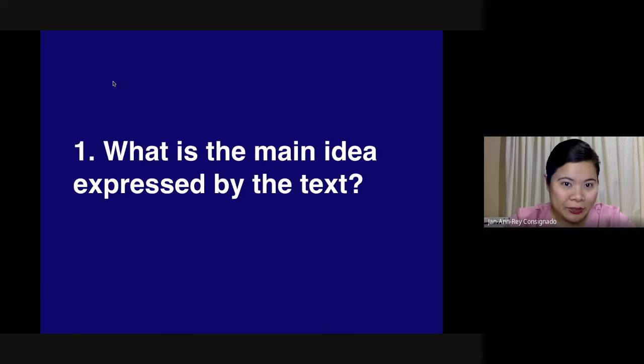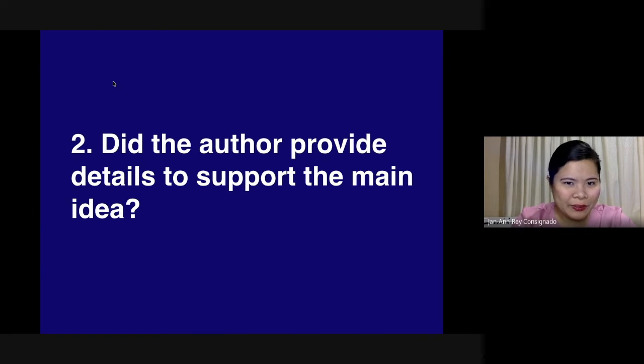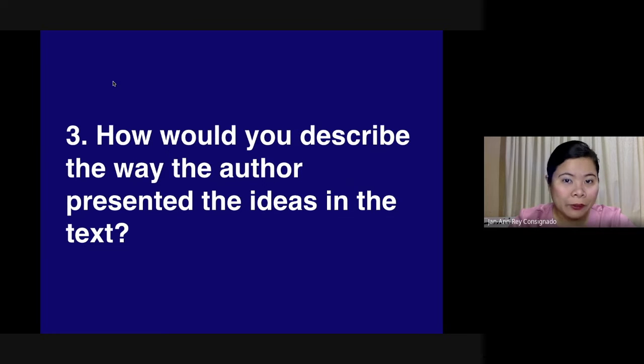First question: what is the main idea expressed by the text? Number two, did the author provide details to support the main idea? Number three, how would you describe the way the author presented the ideas in the text?